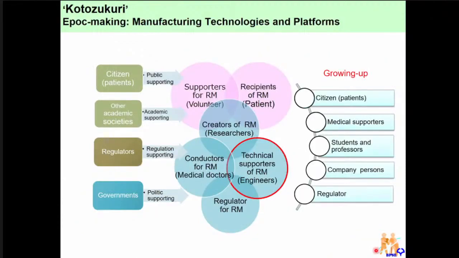To realize an ideal world for the patient, who are the stakeholders we have to consider first? Of course, first, citizens, such as patients, have to know. Other academic societies have to join. Regulators have to understand, and the government has to support us. So these stakeholders are needed to perform regenerative medicine. So again, I want to mention, of course, patients have to know well.